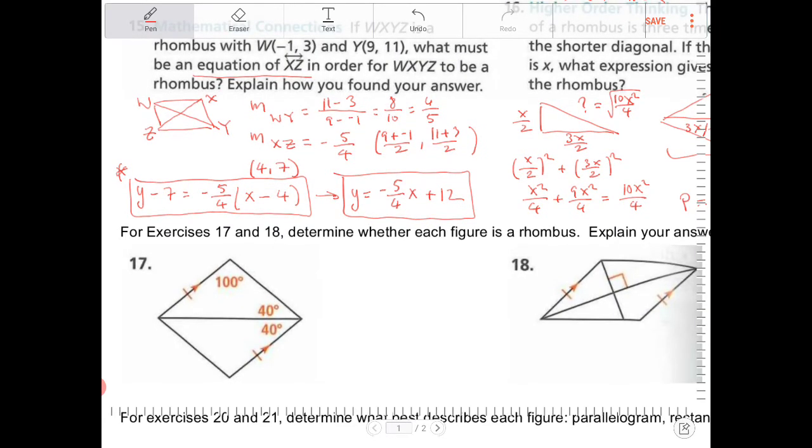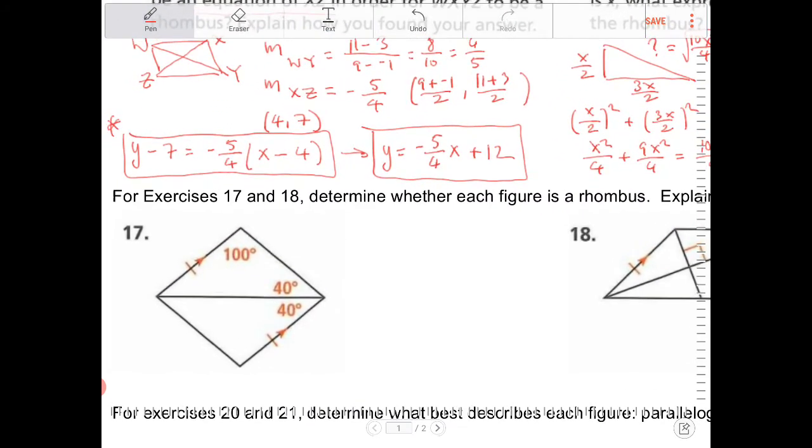For exercises 17 and 18, determine whether each figure is a rhombus. Here the leftover is 40, not because it has to be the same as this, but because 100 plus 40 plus x has to equal 180. So if that's 40, then this is going to be an isosceles triangle over here. And what else? This is parallel.